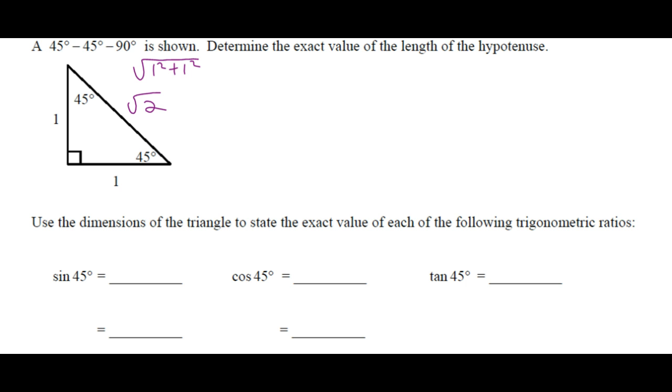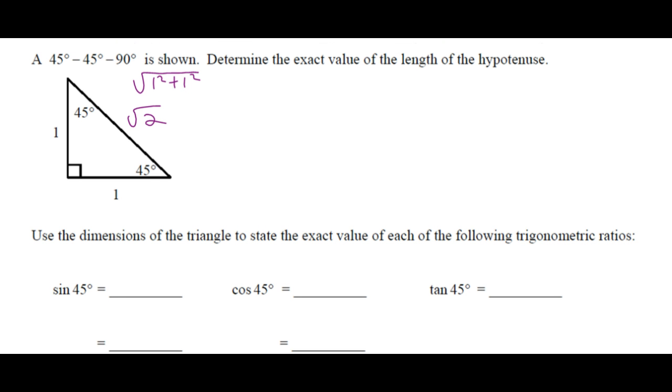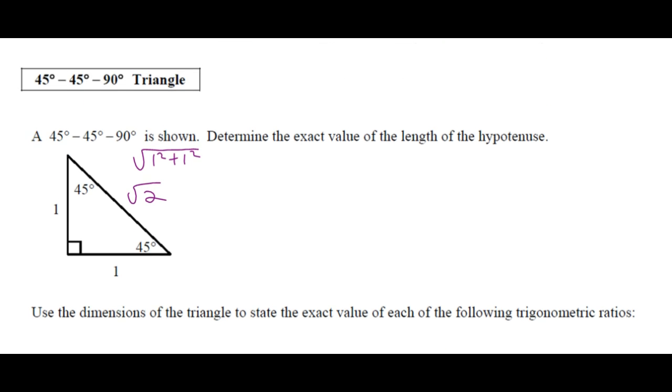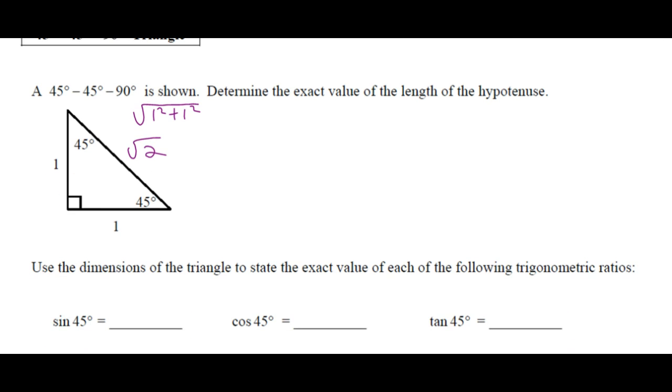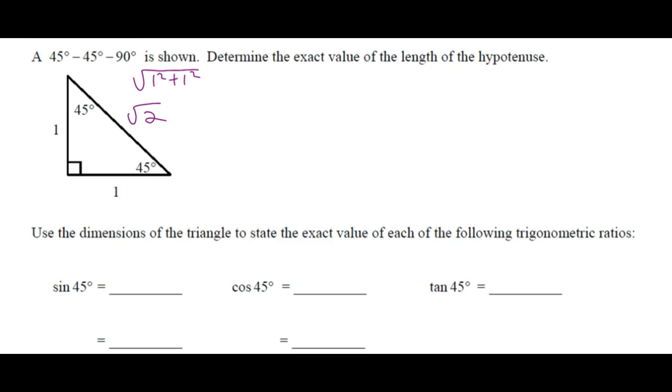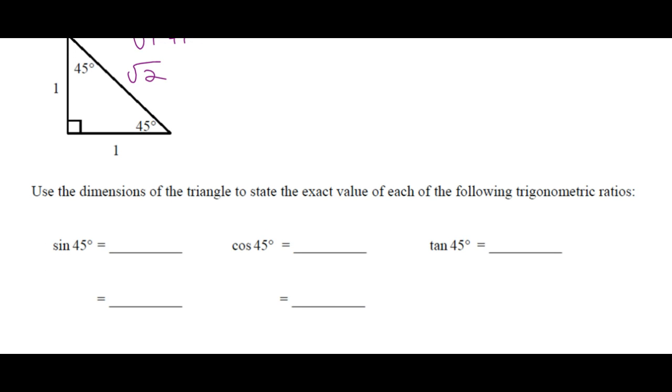Use the dimensions of the triangle to state the exact value of each of the following trig ratios, right? So that's what we're doing. These special angles allow us to get exact values, right? So we can get the exact value of the sine of 45 degrees. We cannot get the exact value of the sine of 43 degrees or 37 degrees, but we can get the exact value for 45 degrees. Okay, so what's the sine of 45?